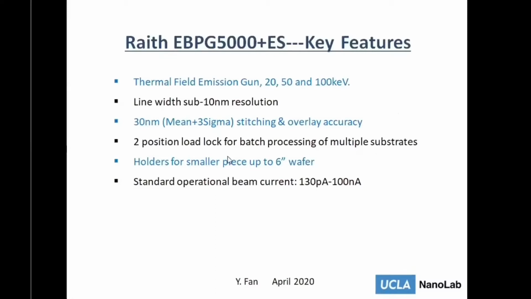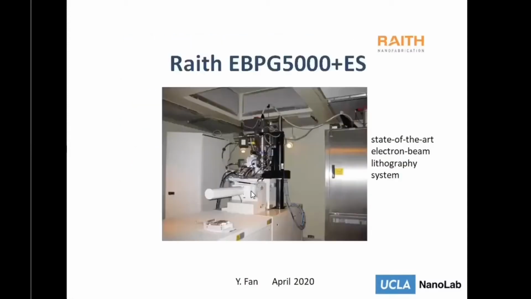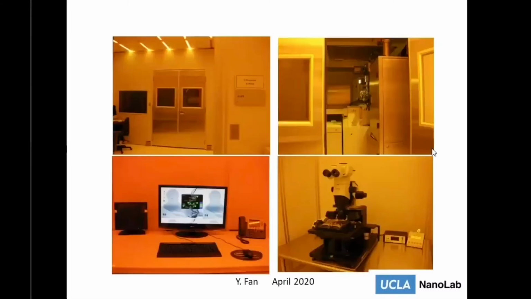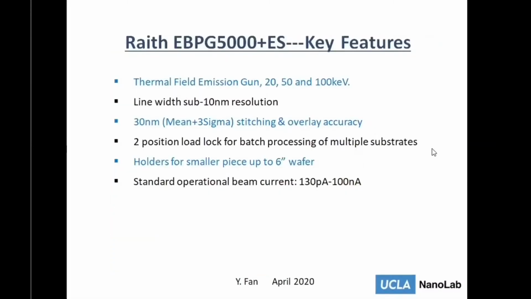And also we have the 2-position loading dock for batch process here. So that means we can handle 2 different kinds of holders at once. After they are loaded, the software can handle that. And we have different kinds of holders, which I will quickly show you, to hold samples from pieces up to a 6-inch wafer holder. The standard operation beam current I write here is 130 picoampere to 100 nanoampere.